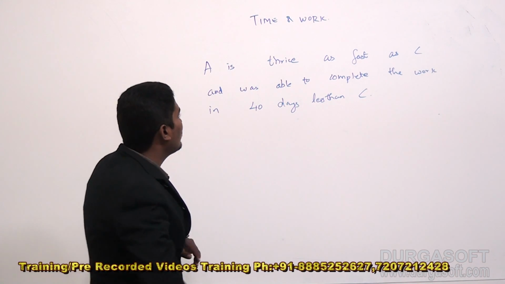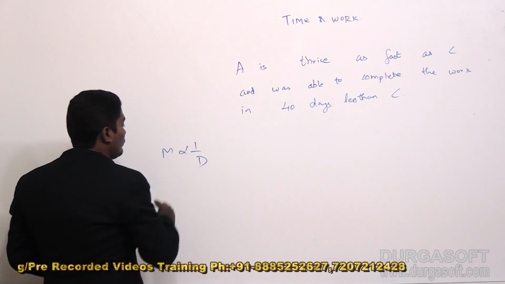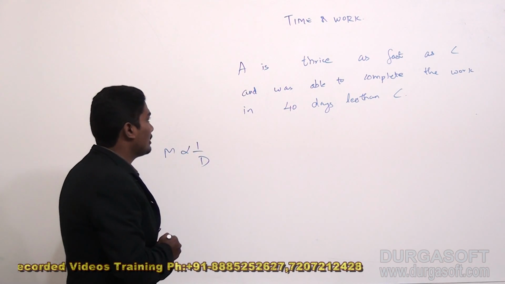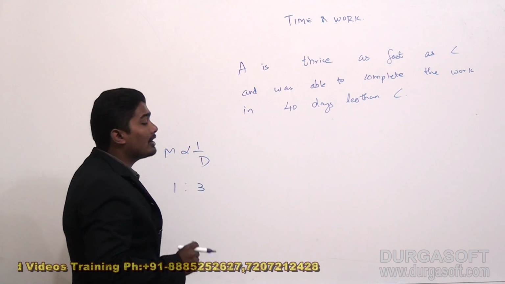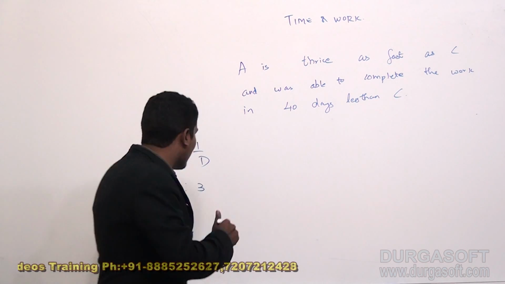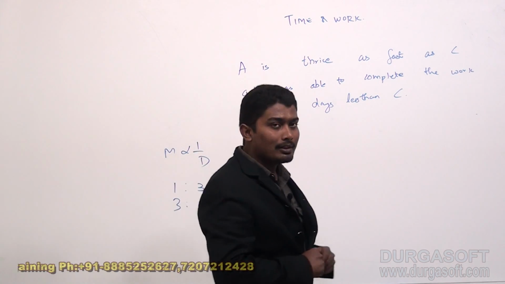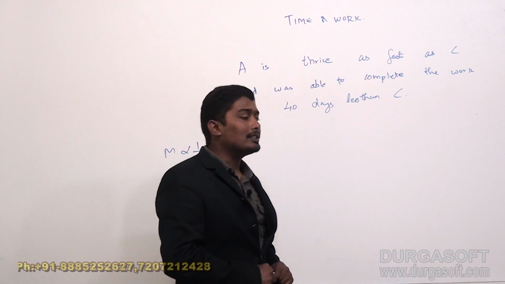So we already saw that men and days are inversely proportional. So if A is more efficient, if the number of days are in ratio 1:3, the efficiency will be in ratio 3:1. We just saw this relation earlier in the man days concept, so we will be using this kind of relation to obtain the answer here.